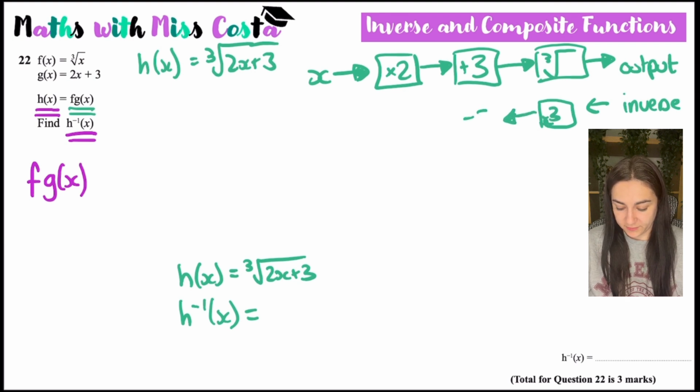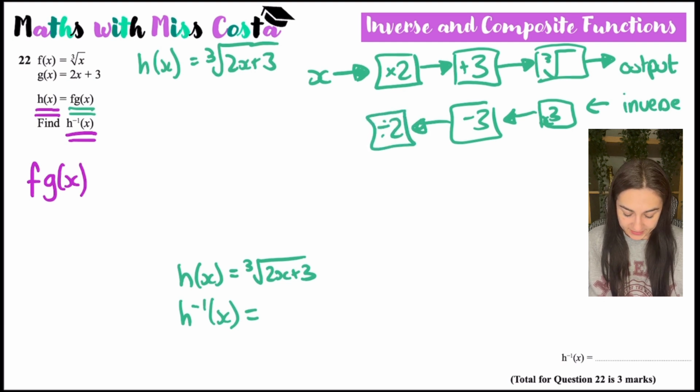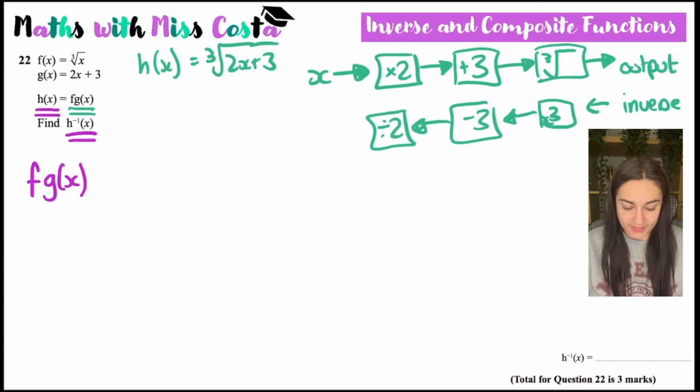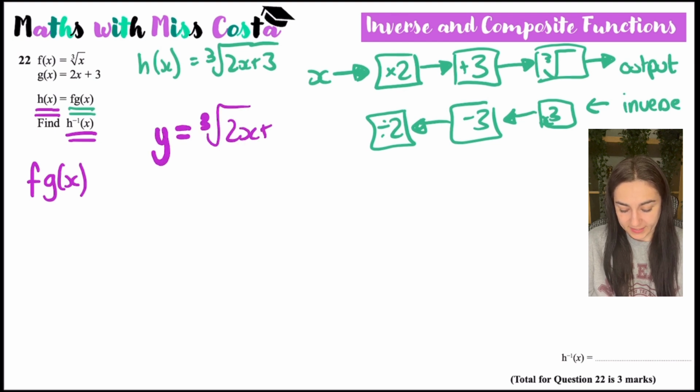I'm then going to have to subtract 3, and then I'm going to have to divide by 2. And that's going to give me the inverse. So the way I tend to do this, or the way that you can do this, is you start by labeling y equals the cubed root of 2x plus 3. Okay, so you just make h of x equal to y. You then rearrange it so that you make x the subject.